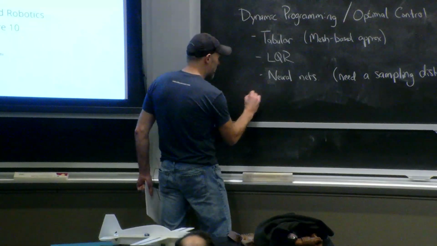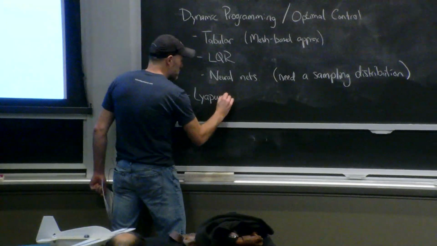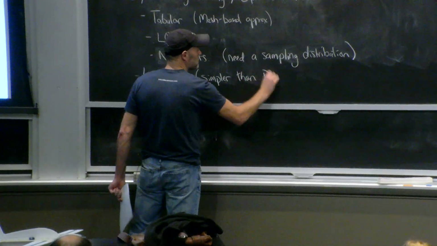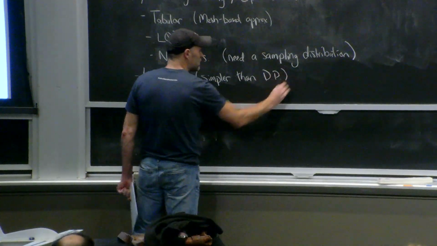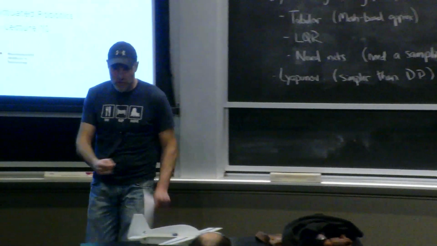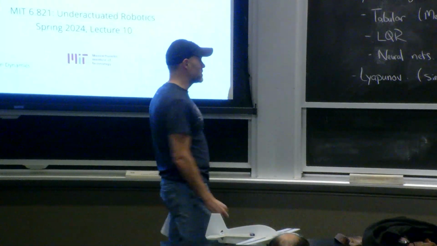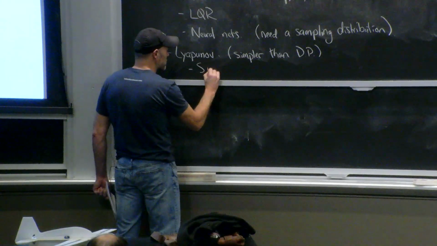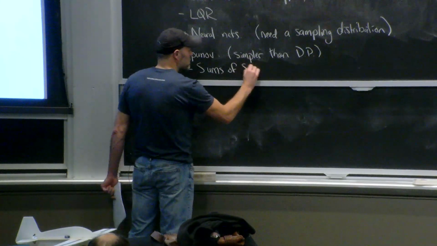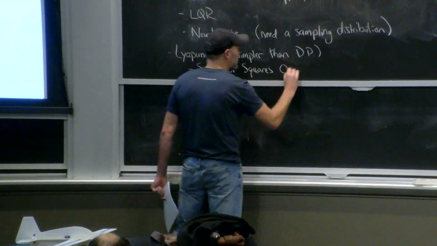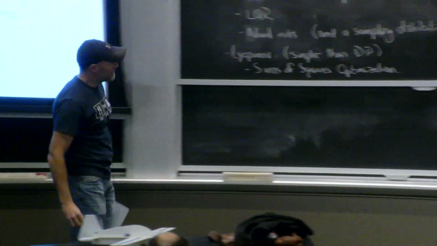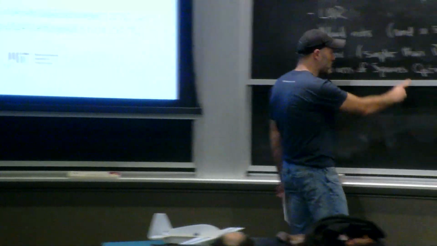And then we started talking about Lyapunov, as simpler than DP, than optimal control, let's say, because we relaxed the equality of the cost to go into an inequality in the Lyapunov conditions. And I gave you a few more computational tools, like the sums of squares optimization. I guess we ended a little abruptly with that. I didn't really tell you how much this scales.